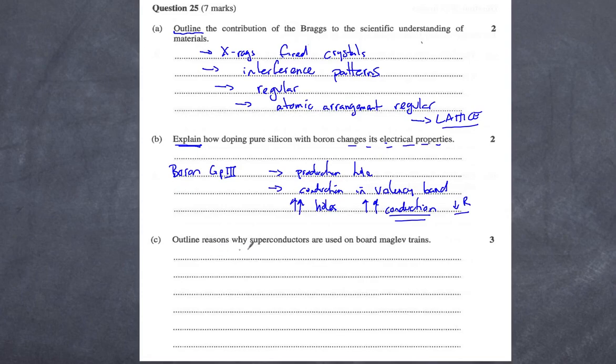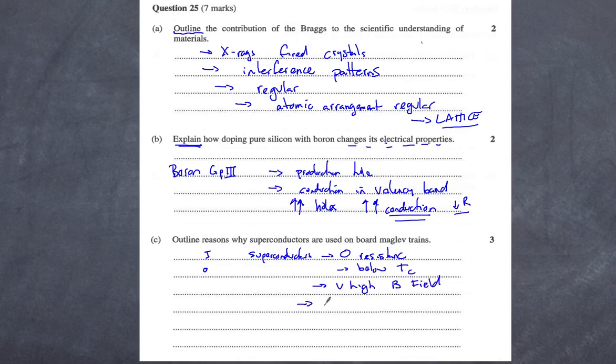Lastly, outline reasons why superconductors are used on board maglev trains. Well, you need to outline, so it's sketch in general terms. And so we need to first identify, and then we can outline after that. So first of all, superconductors have 0 resistance, as long as they are below critical temperature. That, of course, means we have very high B fields, magnetic fields.